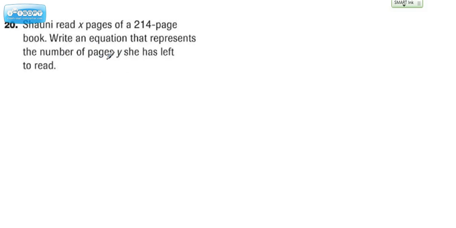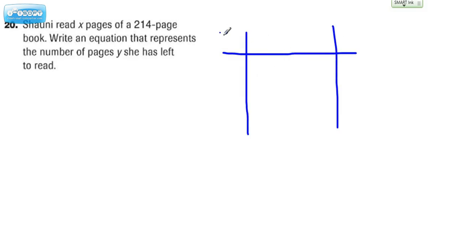Now, whenever you find yourself confused, I'm going to suggest you just set up a t-table and put in some hypothetical values. Now, we have X and we have Y. And Y is how many she has left, right? Pages left. Let's label it.